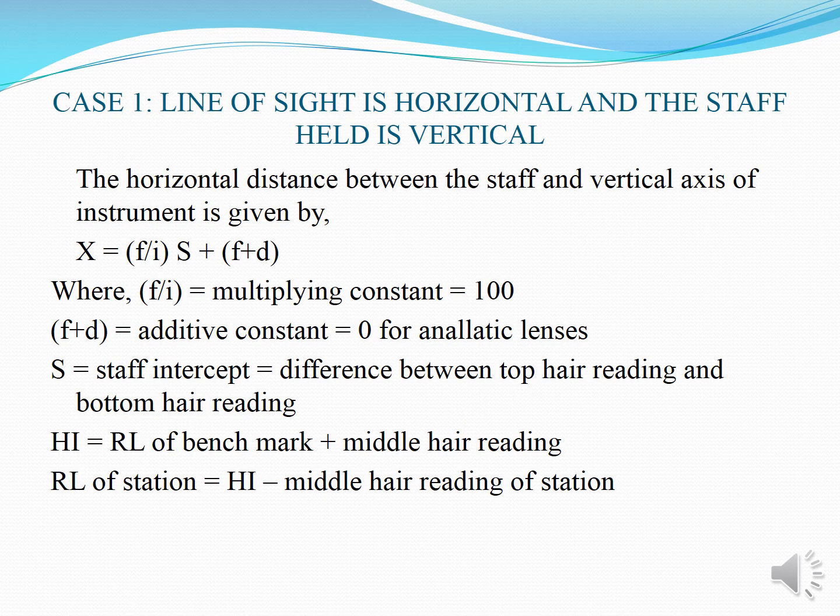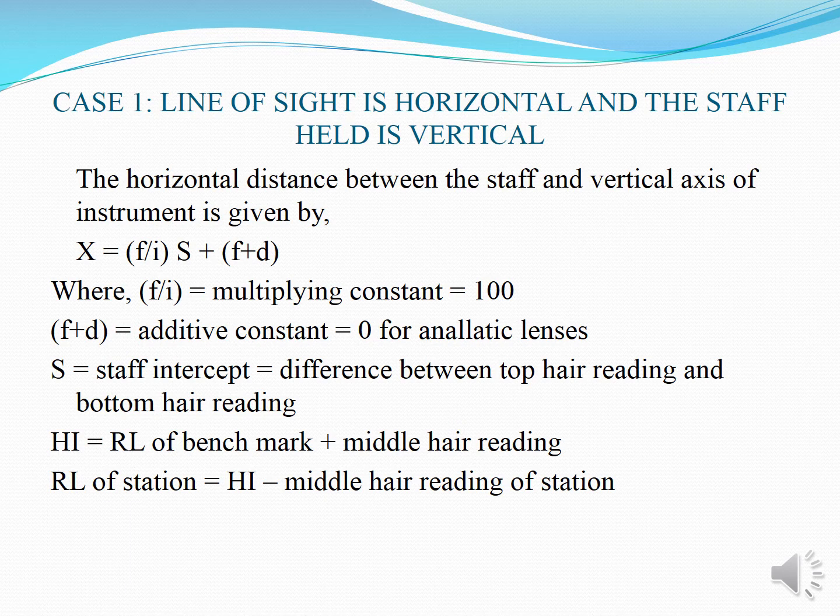And capital S means staff intercept, and we can calculate this staff intercept by taking the difference between top hair reading and bottom hair reading. Then HI means height of instrument. It is calculated by RL of benchmark plus middle hair reading, that is, reduced level of benchmark plus middle hair reading gives you the height of instrument.